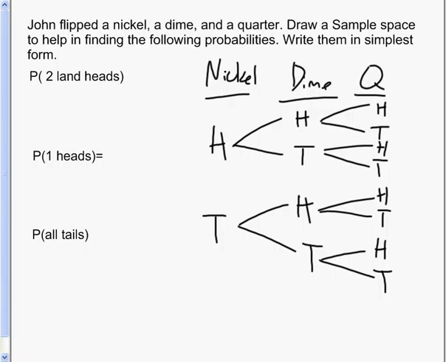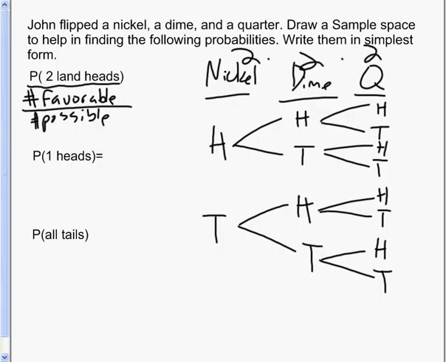Looking at our probabilities, we're looking at the probability that it lands exactly 2 heads. So again, number of favorable over number possible. How many possible outcomes do we have? Well, the nickel has 2 options, the dime has 2 options, the quarter has 2 options. Counting, I've got 2, 4, 6, 8. So I have 8 total. 2 times 2 is 4, and 4 times 2 also equals 8. So my number possible is going to be 8.